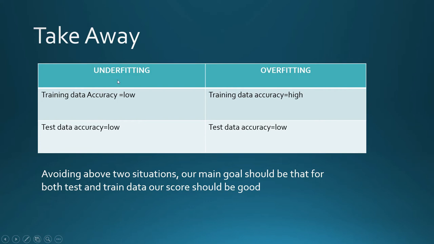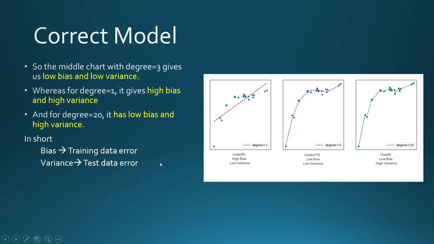Reiterating the points: underfitting, training accuracy low. Not always, it can be error also in regression. You can just go through this table. Reiterating the same point, the correct model is this one, low bias and low variance, with degree 3. That is what we are expecting. This is the model we want, not degree 1, and not degree 2 either, because it's low bias and high variance.